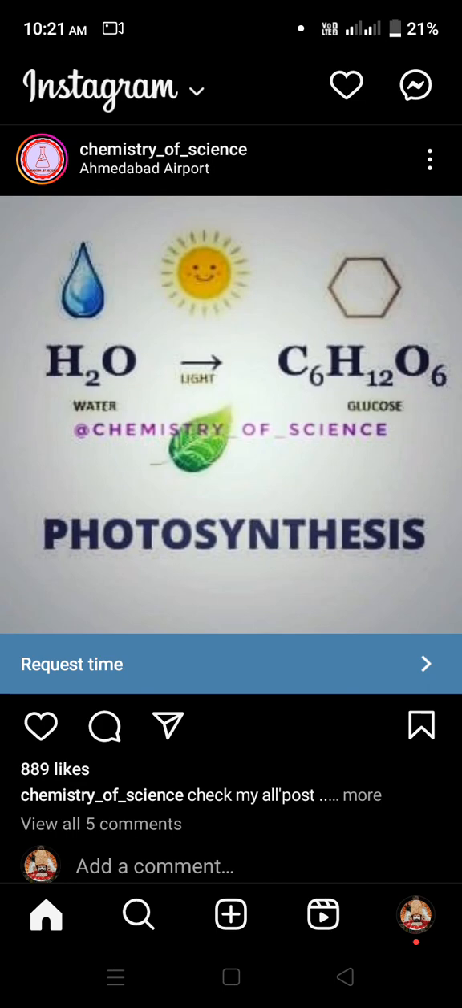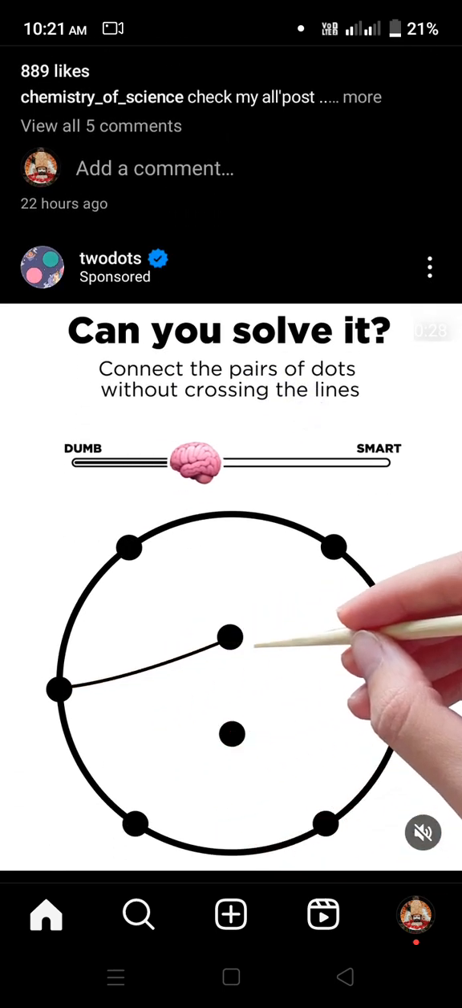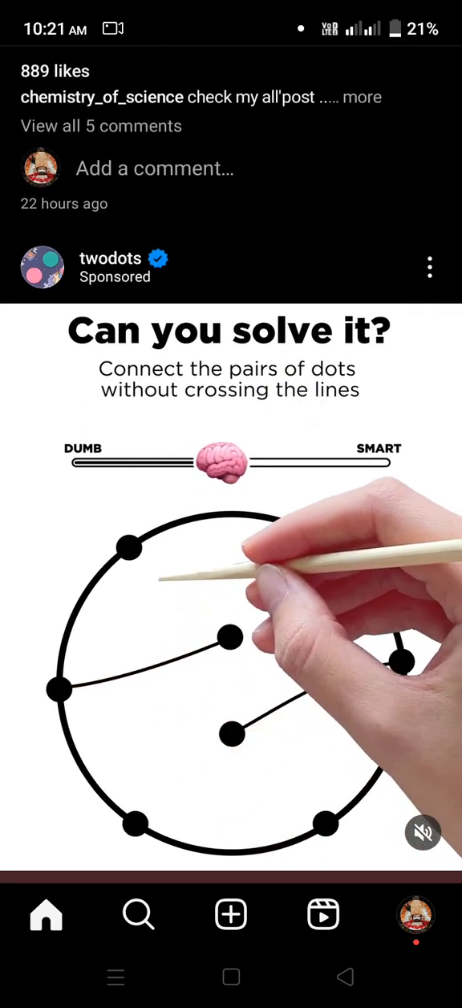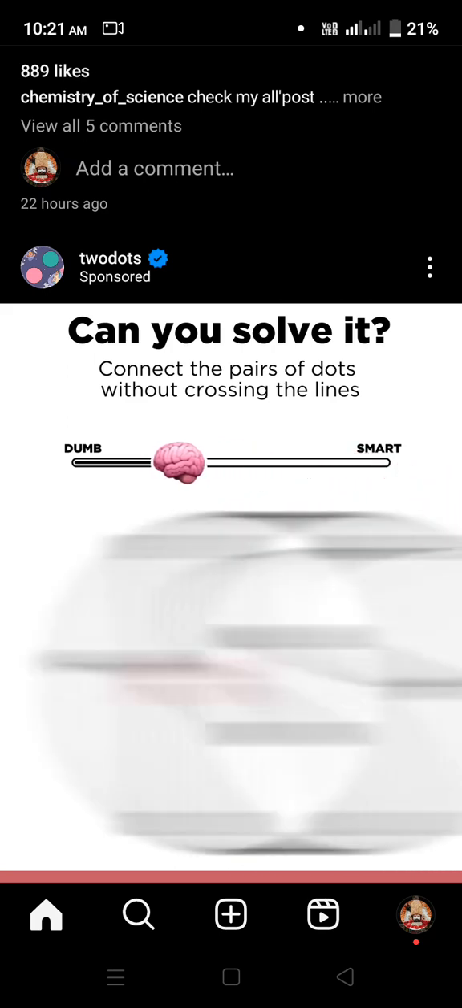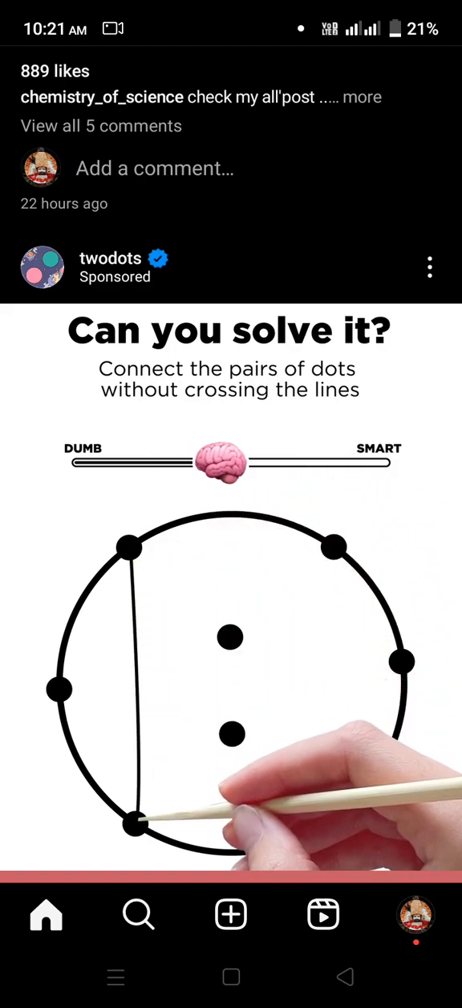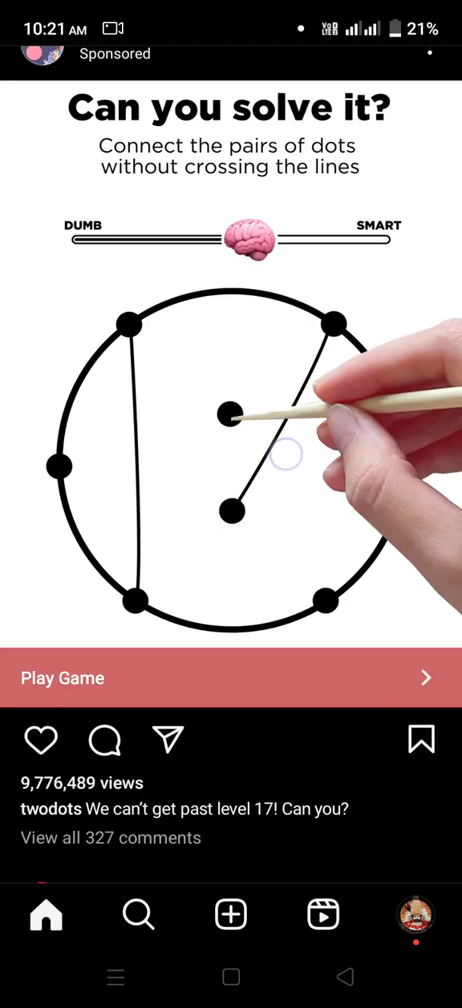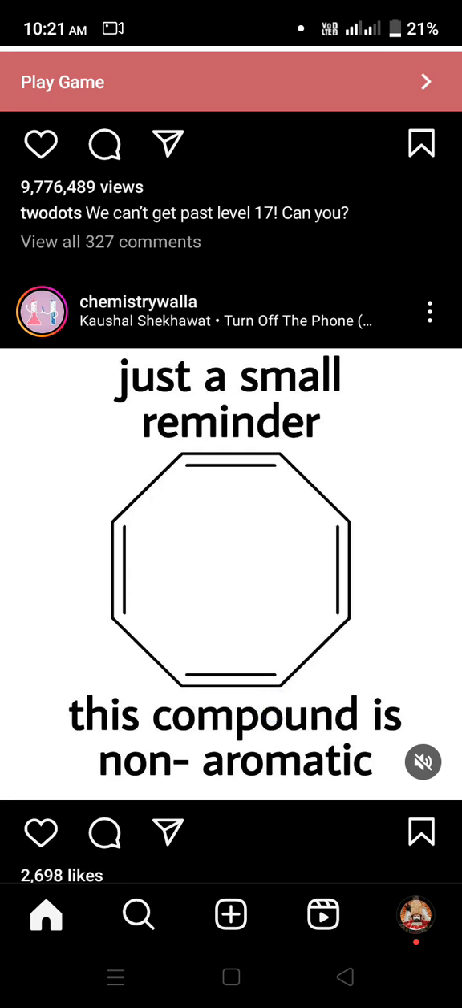Thank you. Very nice. Now here's the problem. Can you solve it? Connect the pairs of dots without crossing the line. So she is doing like this. Dumb to smart. Now he is going to solve it as well. Just a small reminder, this compound is non-aromatic.